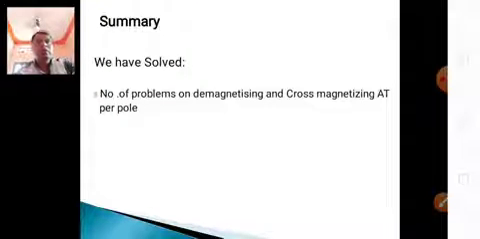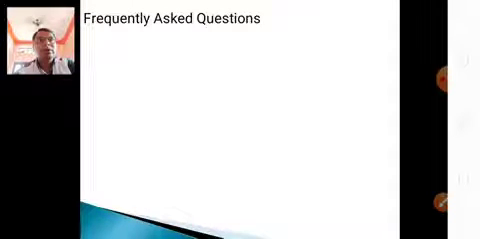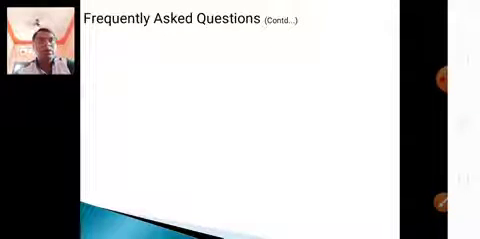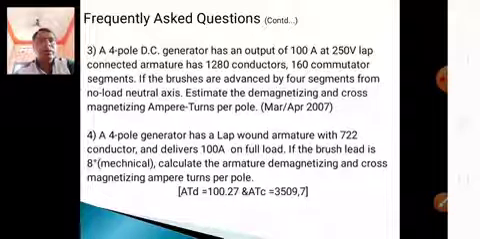So in this class we studied the derivation of demagnetizing ampere turns per pole and cross magnetizing ampere turns per pole, and different problems on demagnetizing and cross magnetizing ampere turns per pole. These are the different exercise problems. These problems already came in the November and December exams, so these are the different problems we can solve.